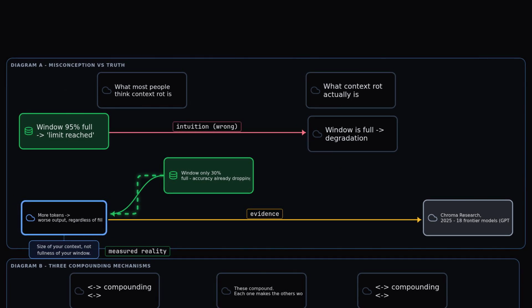Said again, because it matters. Context rot isn't the window filling up. It's the model getting worse as the conversation gets longer, even when the window has plenty of room left. The size of your context, not the fullness of your window.